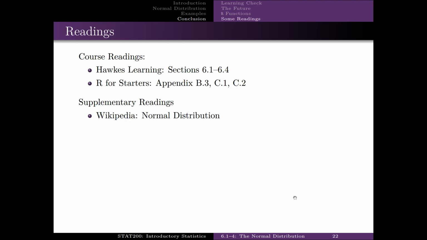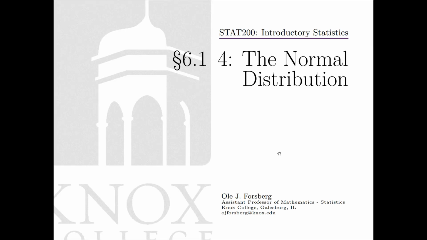Here are some readings for you. R for starters, Appendix B3, C1 and C2. And Hawk, sections 6.1 to 6.4. Normal distribution in Wikipedia is a good one.